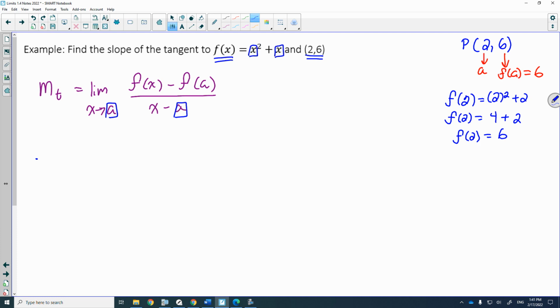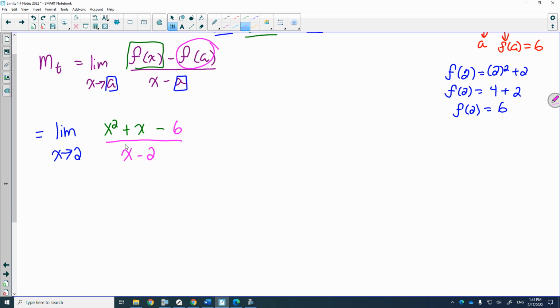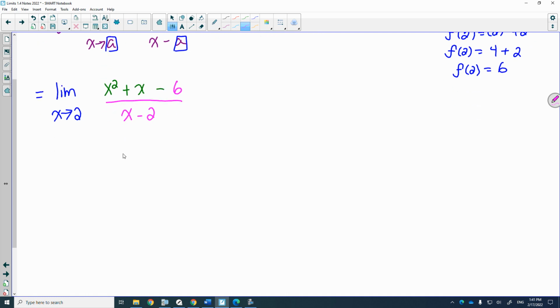So we're going to say this is equal to the limit as x approaches 2, that's our a value, of f of x. What was our function? Our function was x squared plus x minus f of a, and f of a was right here, minus 6, all over x minus a, which is x minus 2. I cannot put 2 in here, I'll have an indeterminate value, 0 over 0. So we're going to need to use algebra so that we will no longer be indeterminate.